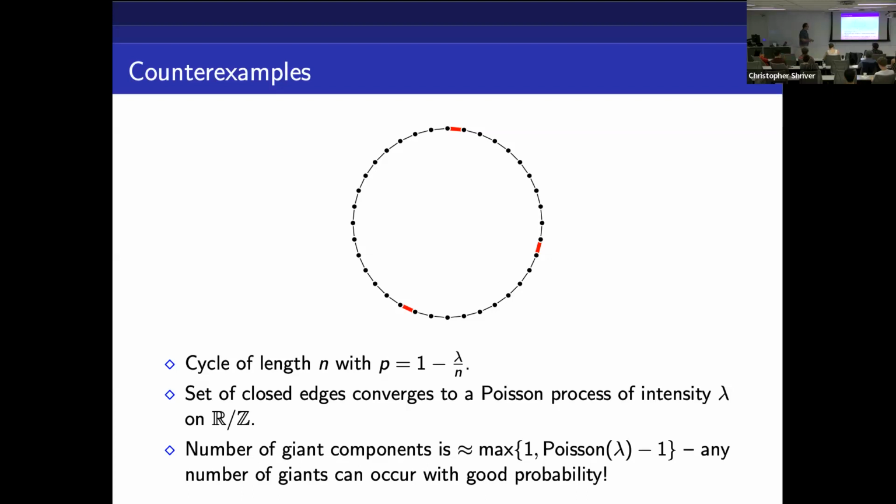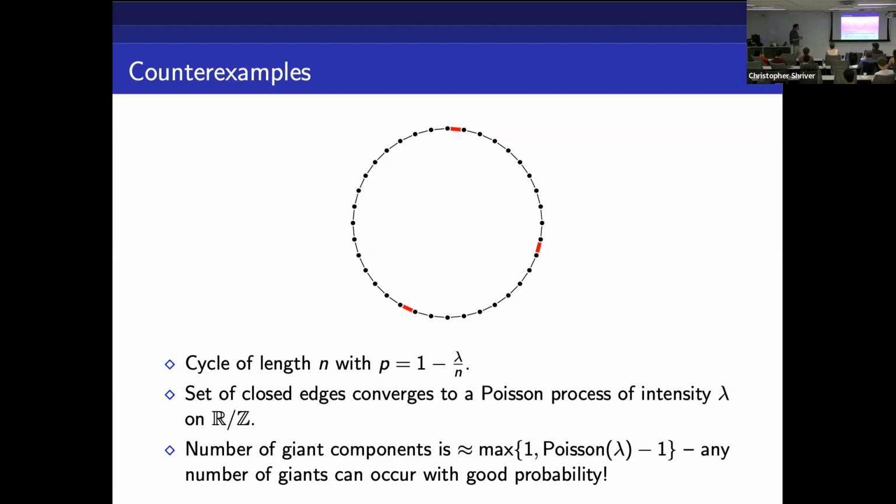Okay, and you can just see that each interval between two of these closed edges is a cluster, and so in the limit you're going to get a random number, and they will all be giant because these things will be well separated. So in the limit, what will happen is that you'll get a random number of giants, which will basically be Poisson lambda minus 1, maxed with 1. And in particular, the number of giants can be any positive integer with good probability.